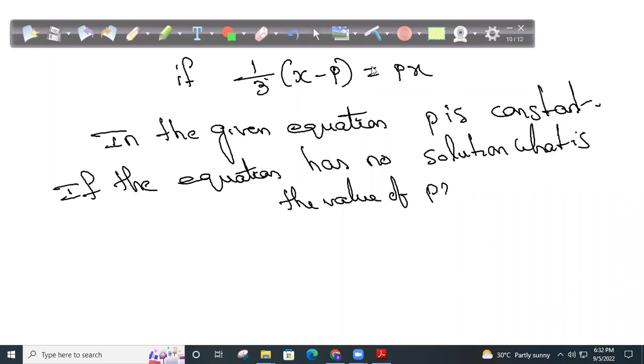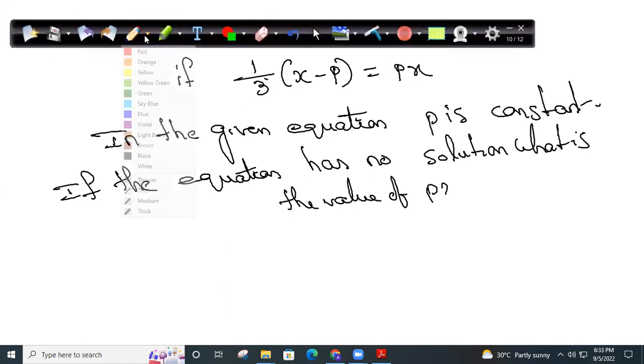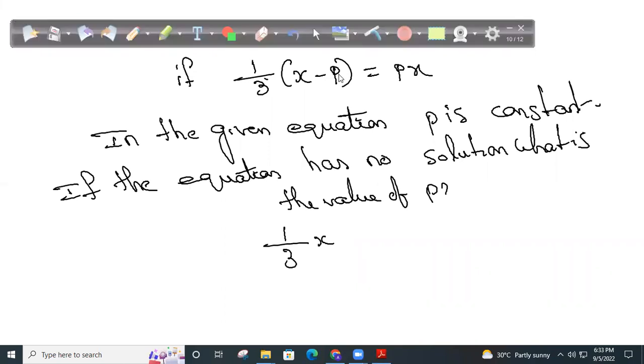The given equation has no solution. What is the value of p? Very good. Very good. Sarath, Shivi, Sarayu. Perfect. Even others can answer fast. So when I try to simplify, I get 1 by 3x. Very good. Yeah, Prajesh, correct.